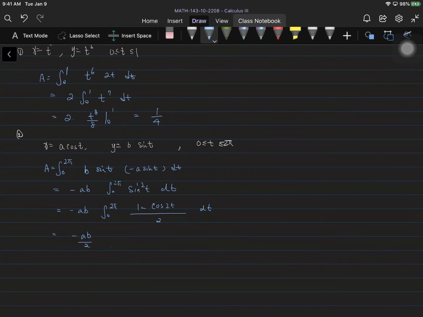You can take the 1/2 to the front. So it's going to be t minus sine 2t over 2, with t from 0 to 2 pi. Because you evaluate at 0 and 2 pi, you can treat the sine term as 0. So it's going to be negative ab over 2 times 2 pi. Cancel the 2, so negative ab times pi. That's the final answer. Okay, so that is all about the area.